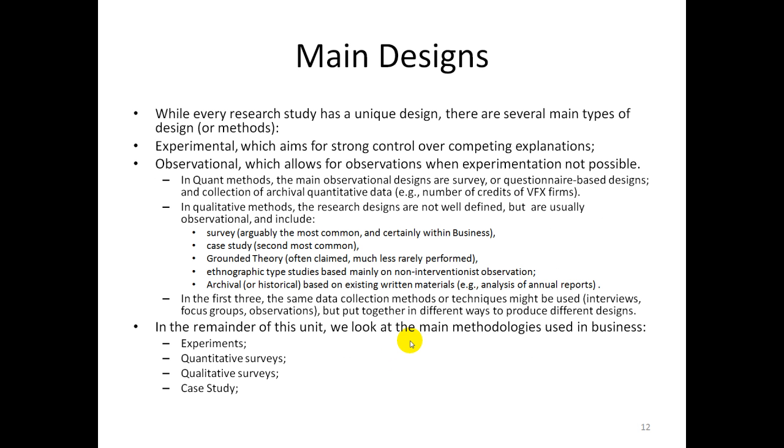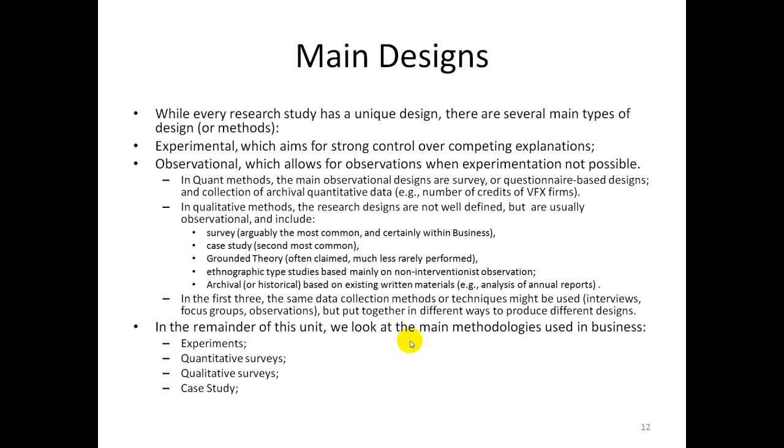While every research study has a unique design, there are several main types of design or methods. Experimental methods aim for strong control over competing explanations. Experimental designs are the best way for ruling out competing explanations. We deal with experiments in Module 4. Experimental design, however, is limited in its applicability. There are many times for many types of research questions for many phenomena that we can't actually use an experiment, so we need to use observational methods.